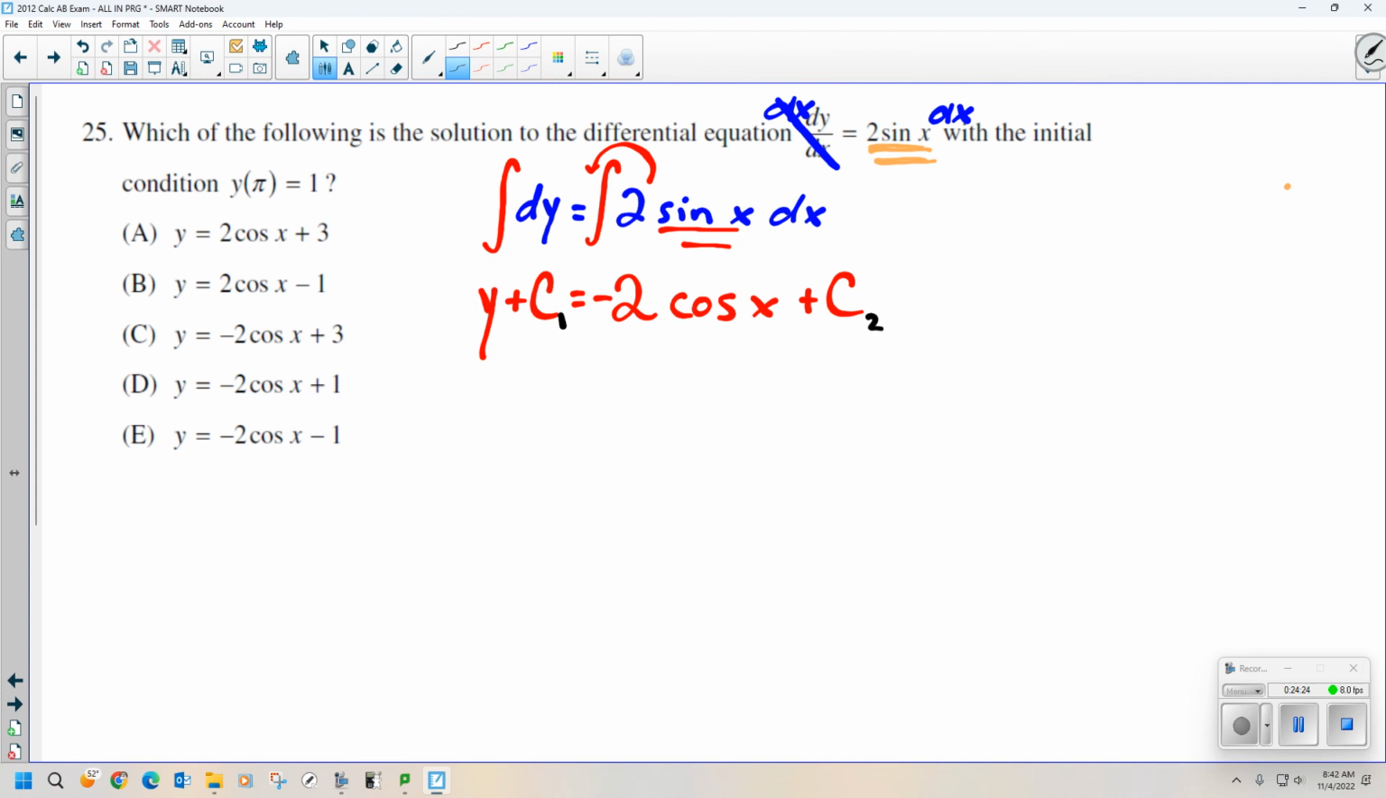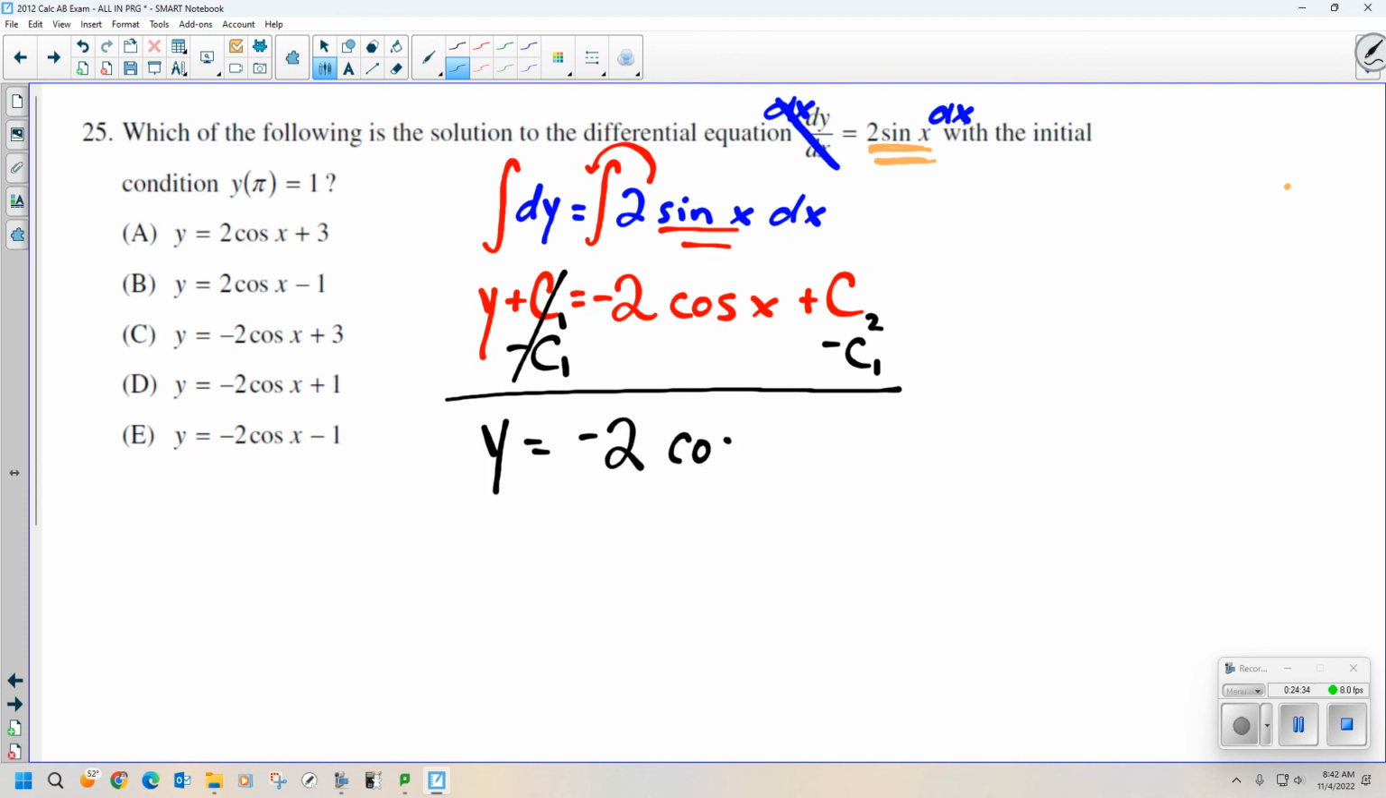We need to get y alone, so let's subtract c1 from both sides. These are constants, so y equals -2 cosine of x plus c. Whenever I combine two constants, I still get a third constant. I could put a 3 here, but at this point I don't have to. The reason I put the 1 and 2 is because I had 2 constants. I only have 1 now, so I'm just going to leave that c. I don't have an exact equation yet, but I need to get one based on this condition right here.